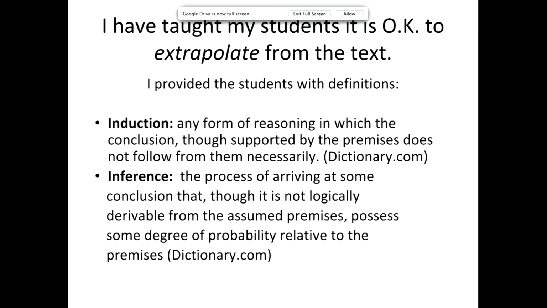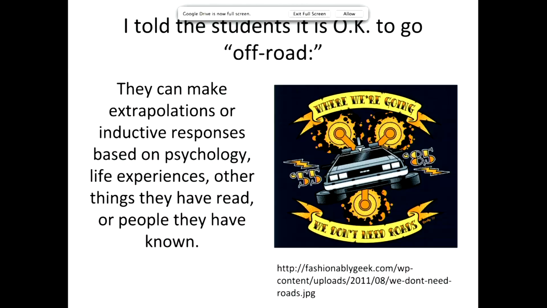So as the students are preparing for IB classes or AP classes, these are the kinds of skills that they're expected to have to perform well on their essays. So if we're taking a vertical teaming approach, I need to be working on this with my freshmen and with my sophomore students. So I told the students it's okay to go off-road. They can make extrapolations or inductive responses based on psychology, life experiences, or other things that they have read or people that they have known. And there's my allusion to Back to the Future, where we're going, we don't need roads.